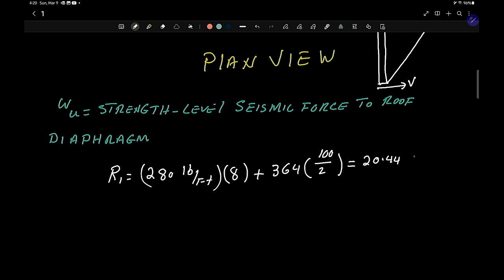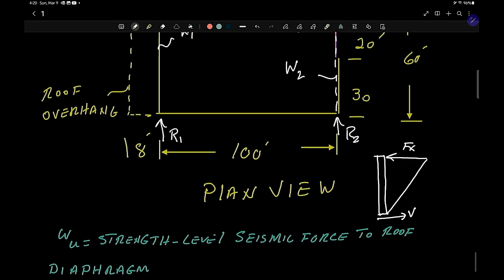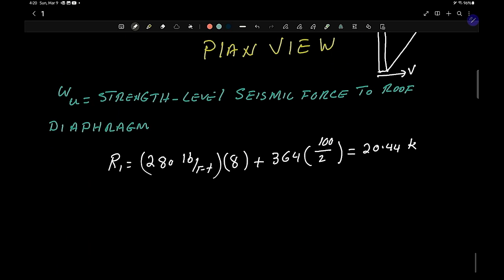This comes out to 20.44 divided by 1000, to make it kips, and that's R1. So wall number 2 is right here. It doesn't have the overhang, so basically R2 is wL divided by 2. Our w is 364, our L is 100 feet, divide that by 2, and that will give us 18.2 kips.